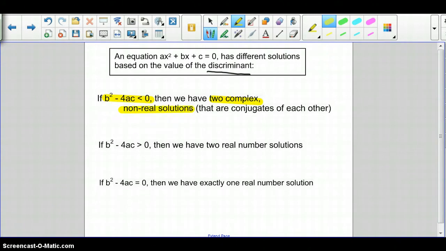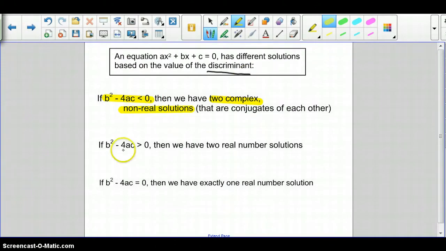So we remember what those look like. We've just been working on those, especially in chapter 7. So they could take the form of a plus bi, and those would be the solutions. They aren't real numbers. And that is if we get a negative underneath, a negative discriminant.